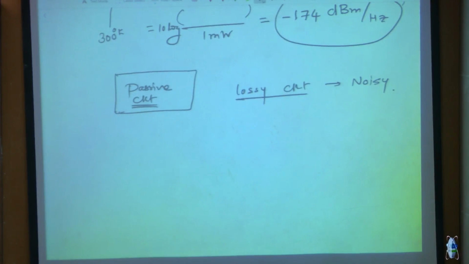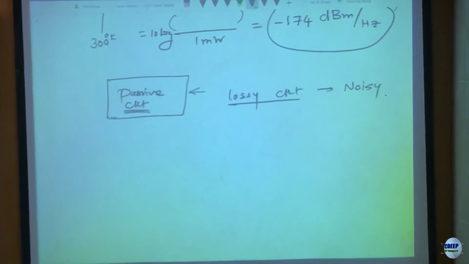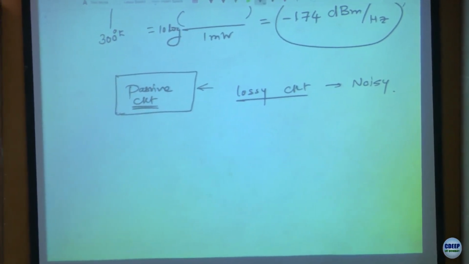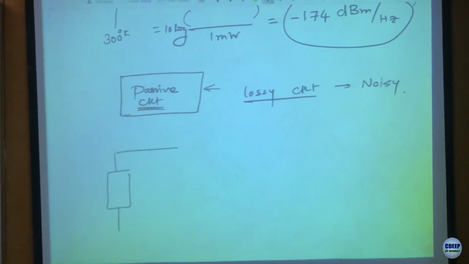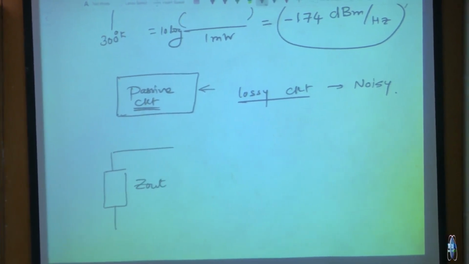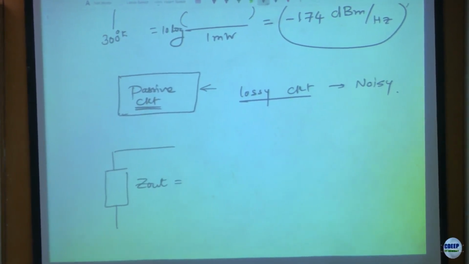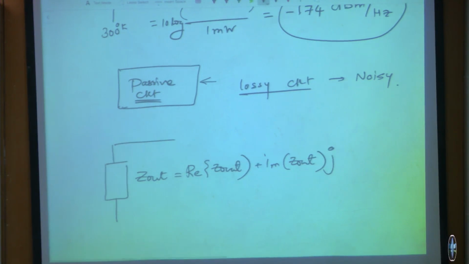Now let's say we are looking at this passive circuit from only one side, and this particular impedance looks like Z out equal to the real part of Z out plus the imaginary part of Z out times j. That's what it's going to look like, right? This is the complex part and that's the real part. The complex part really doesn't contribute to noise. It's the resistive element which will contribute to the noise.